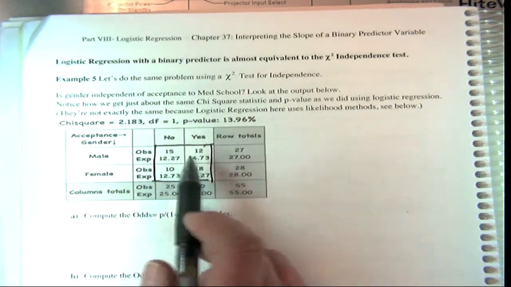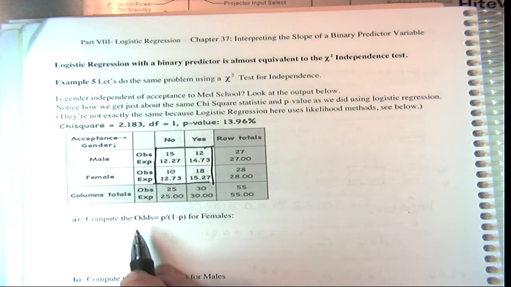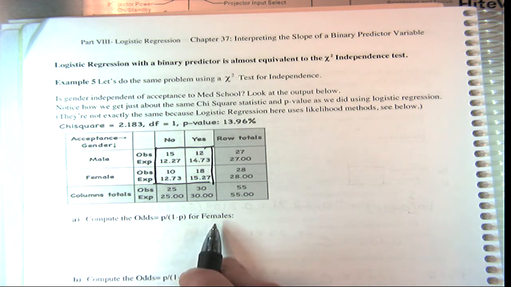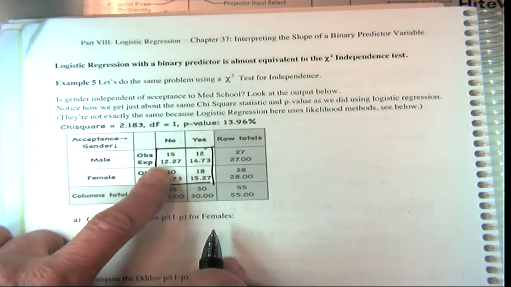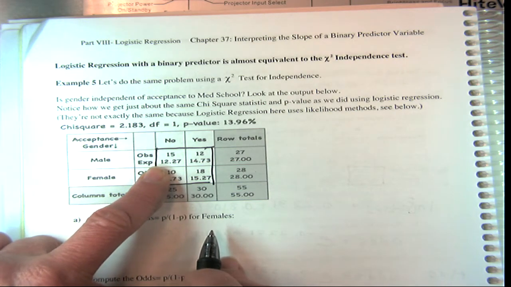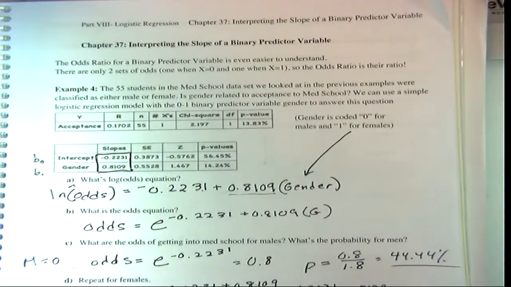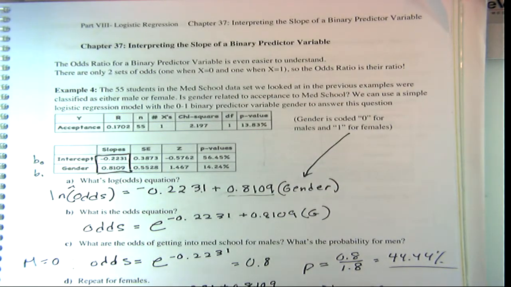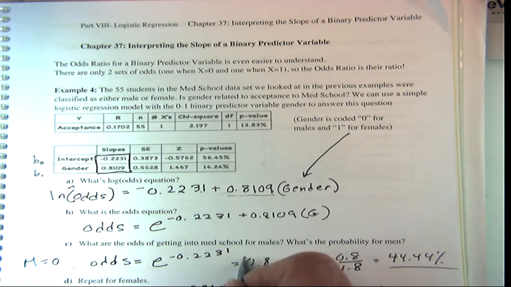But let's look at our odds here. If we want to compute the odds for females, what can we do? Will we get the same thing as we got here? Here we got 1.8 for females and 0.8 for males.